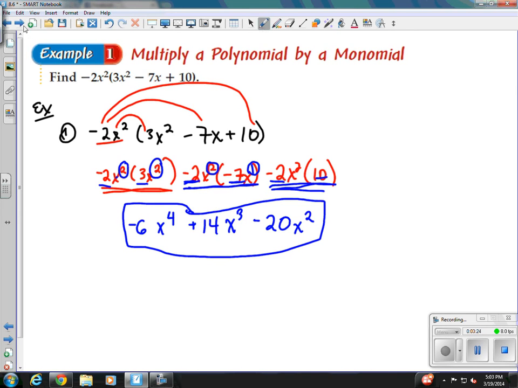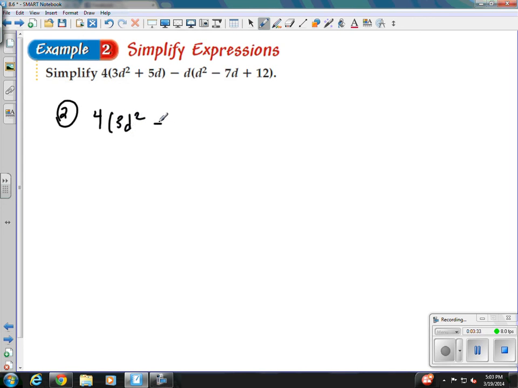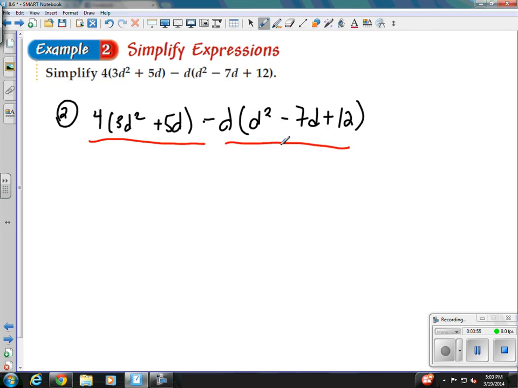Let's see another example of multiplying a polynomial by a monomial. So example 2 has 3d squared plus 5d minus, there we go, d squared minus 7d plus 12. So this actually has two parts. It has our first parenthesis, which doesn't simplify, and our second parenthesis, which does not simplify. So then we have to distribute again.